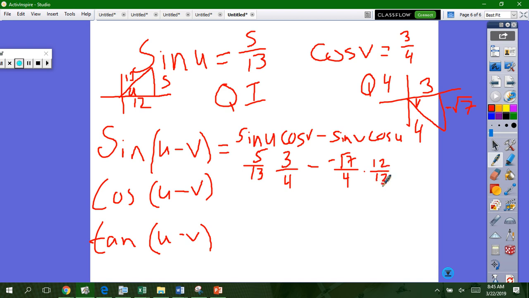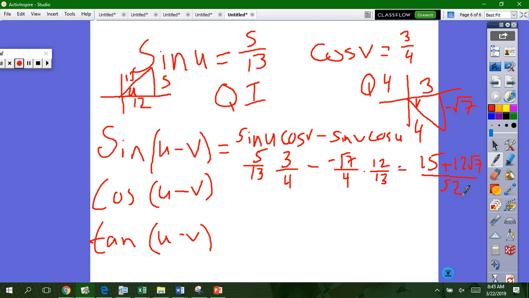Is everybody there with me? Which we get 15 minus, a minus makes it a plus, doesn't it? Plus 12 root 7 over 52. Notice I have found the exact value of that difference of angles. Just a lot of plugging and chugging, right?